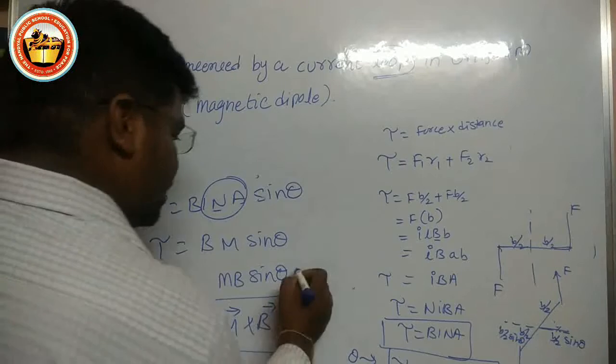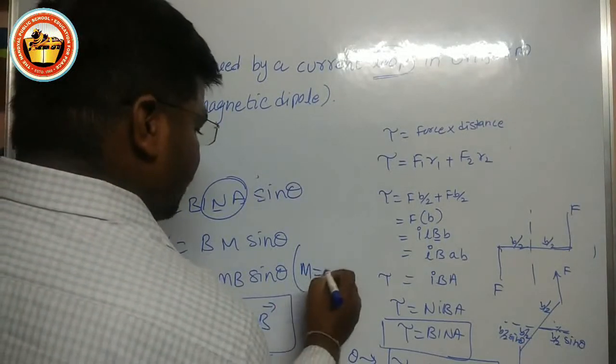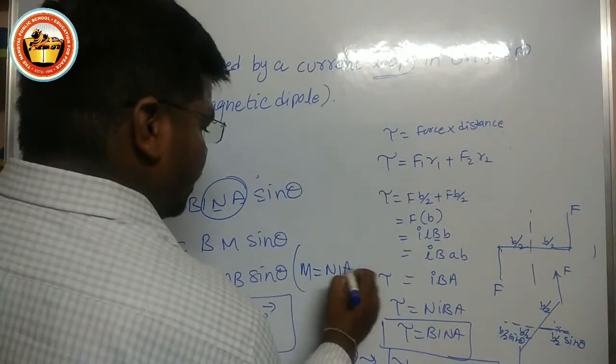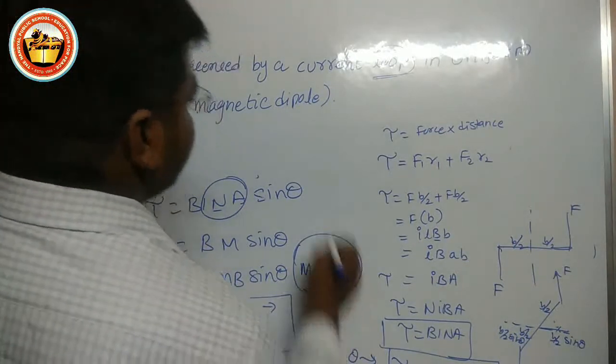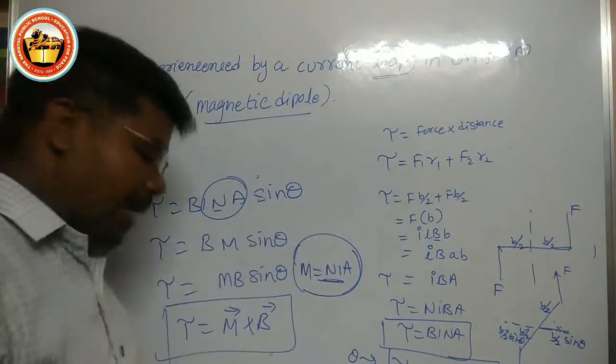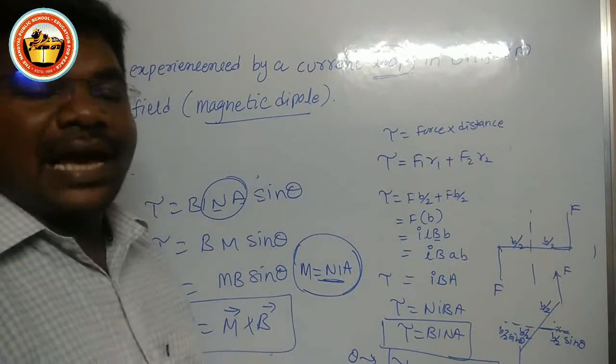So what is M? Magnetic dipole is equal to N into I into A, number of turns, current into area. Okay, this is what we call the magnetic dipole or magnetic moment.